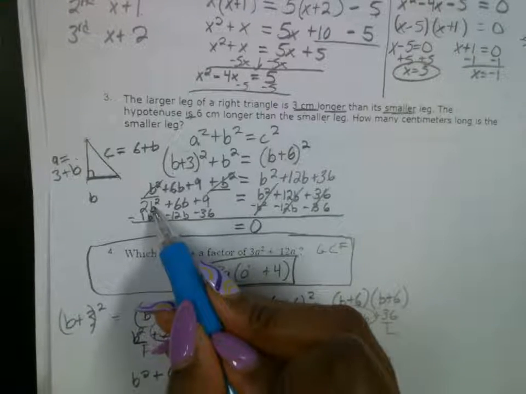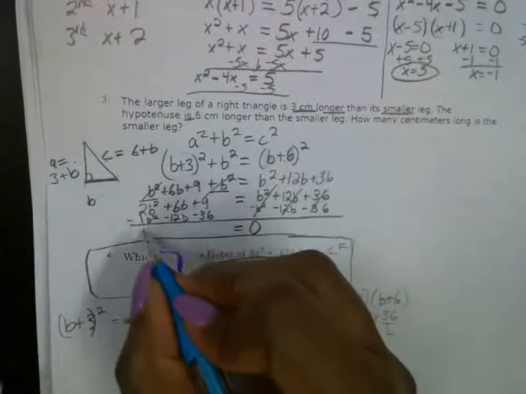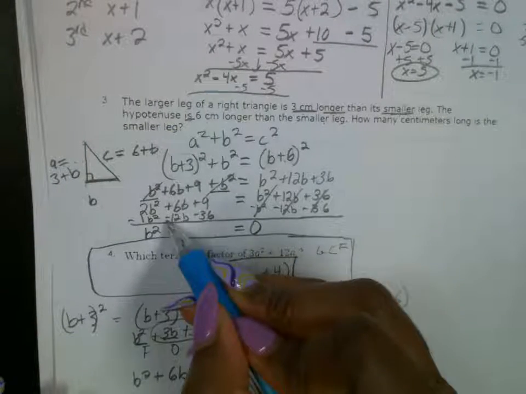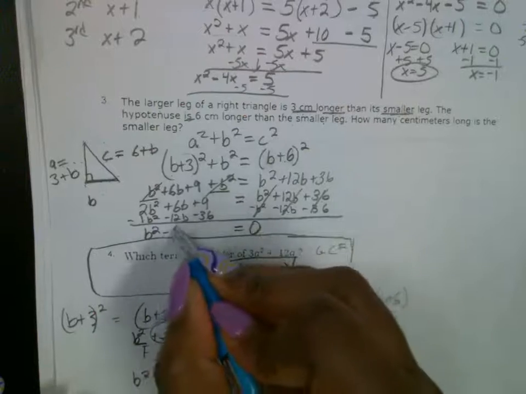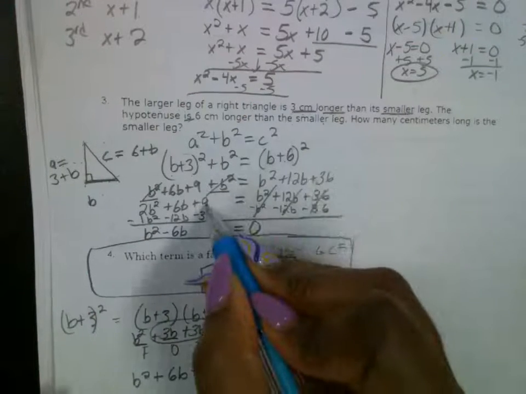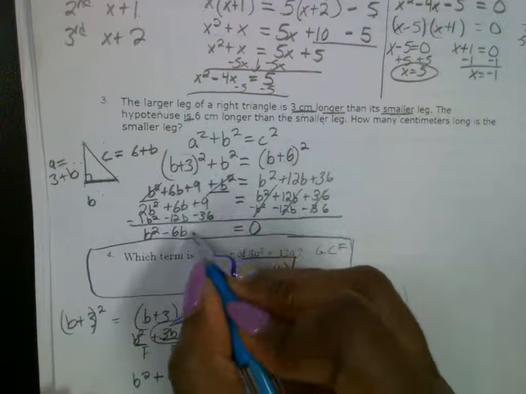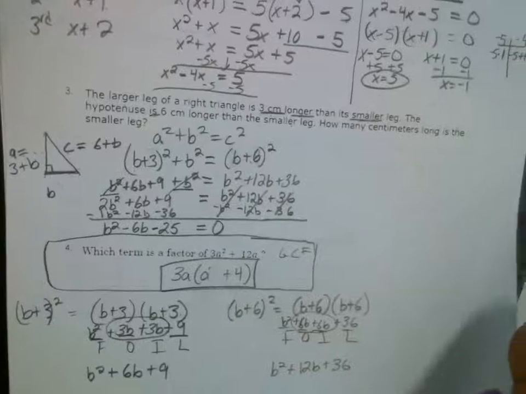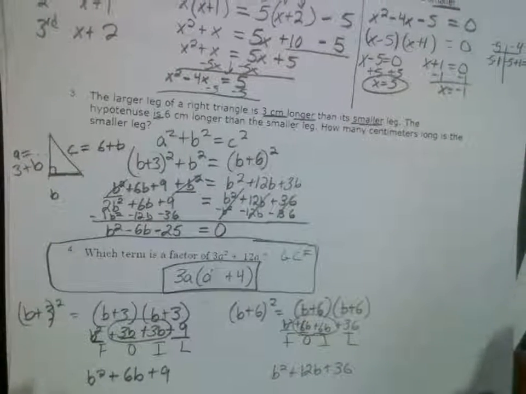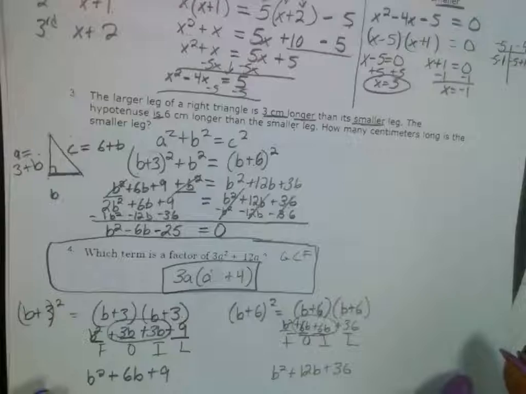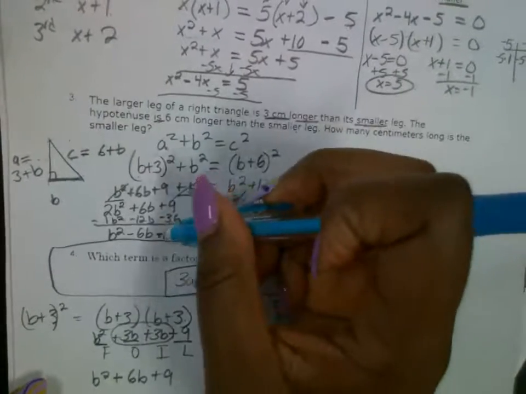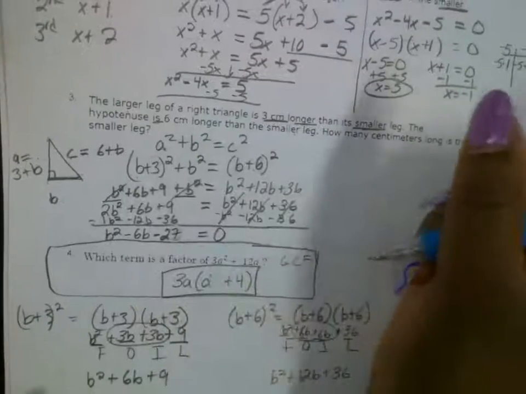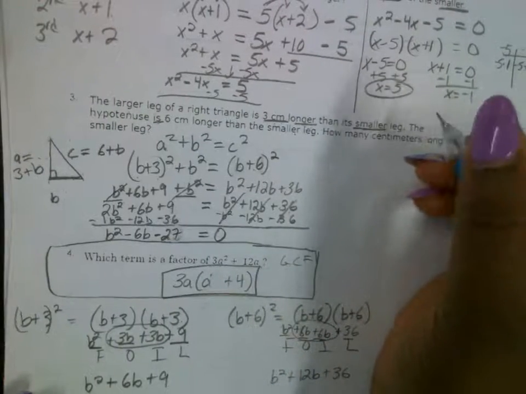So now let's do this side. What's 2B squared minus 1B squared? B squared. What's 6B minus 12B? Negative 6B. And what's 9 minus 36? Negative 25. Sorry, negative 27, you're right. Thank you.